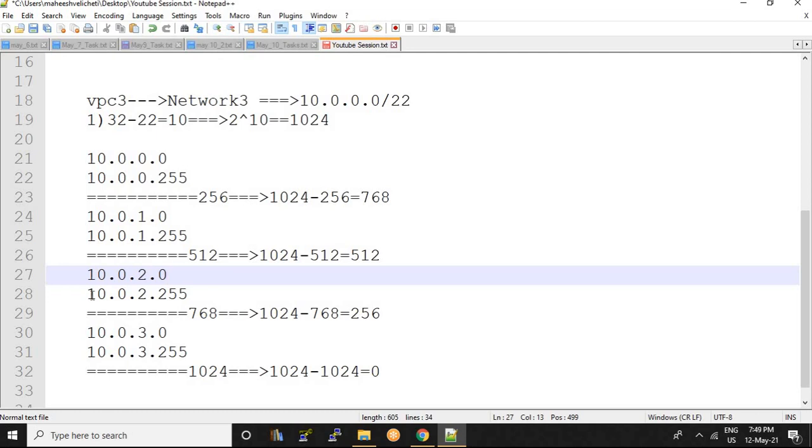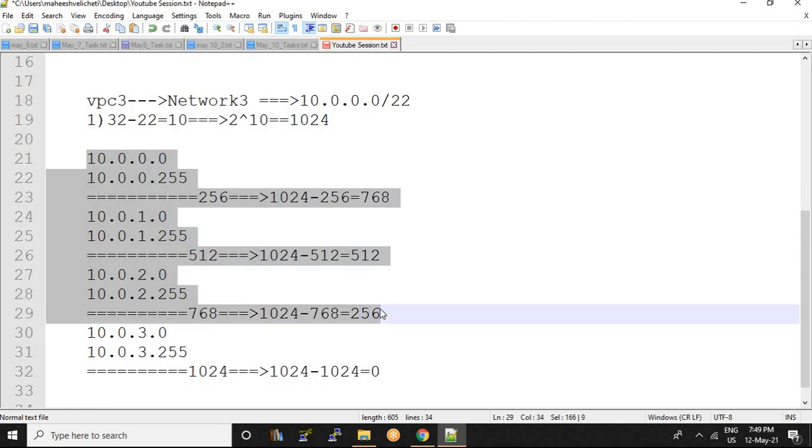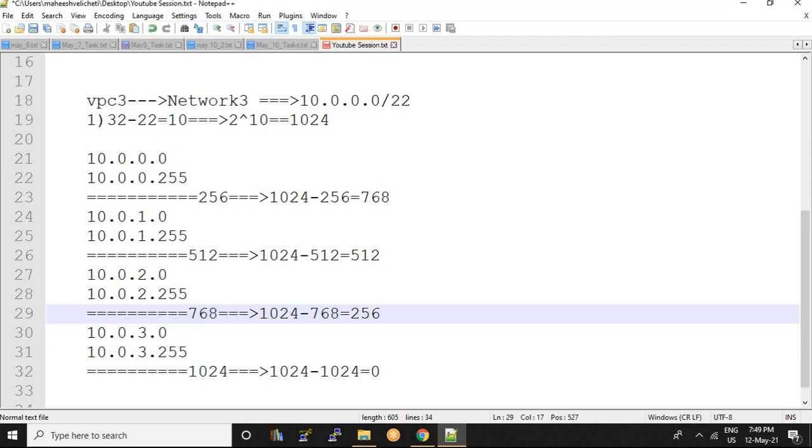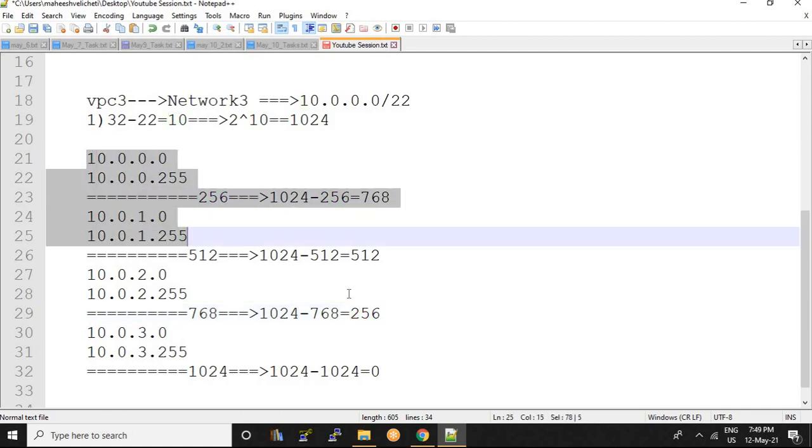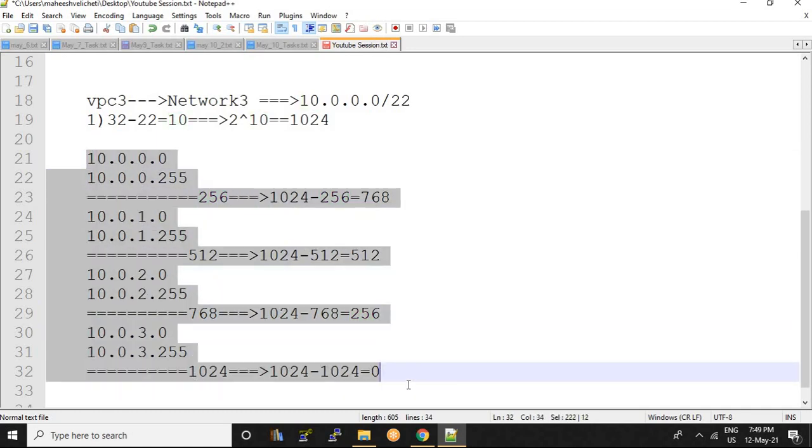The next series starts from 10.0.2.0 and it ends with 10.0.2.255. So by these three steps, how many IPs got reserved for network 3? 768 IPs got reserved. So still how many IPs do I need to assign? 256 IPs. In the last step, it starts with the 10.0.3.0 series and it ends with 10.0.3.255. So completely I have assigned the 1024 IPs.